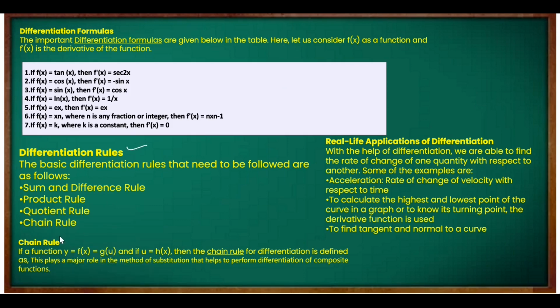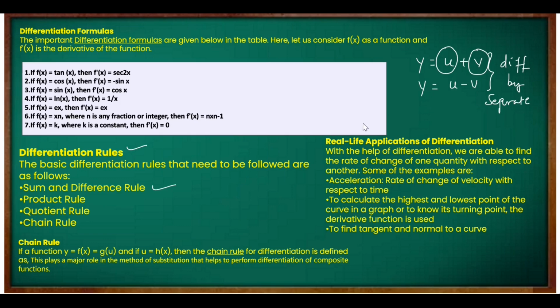The differentiation rules. You cannot start differentiating a function however you want. You need to look at what form it is in and then start. There is the sum and difference rule. So if two functions are added or subtracted, say for example, y is equal to u plus v or y is equal to u minus v, when you have it like this, you have to separate them and differentiate. Differentiate the first, then differentiate the second. Overall that will give you dy by dx.